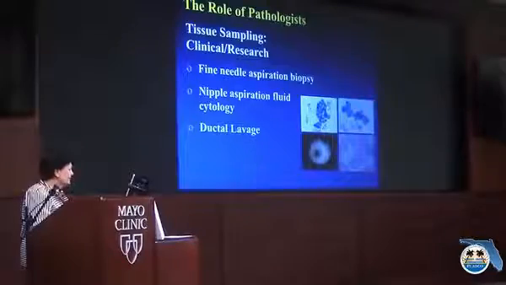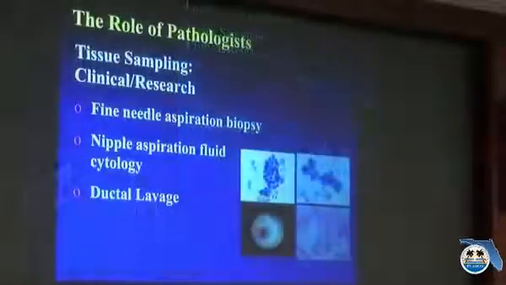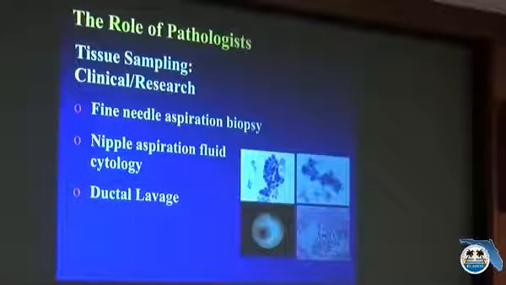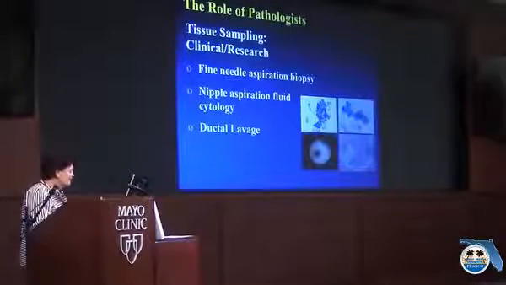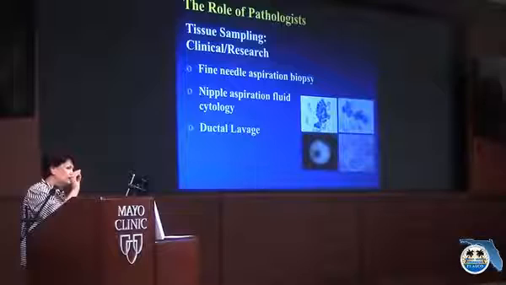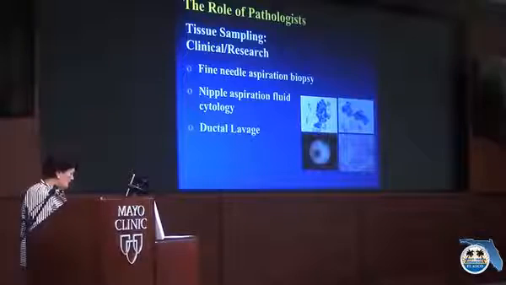The other things that the pathologists do, they can do tissue sampling. Fine needle aspiration biopsy is considered the most cost-effective sampling procedure. Nipple aspiration fluid cytology. The other thing that I used to do as part of my research agenda was ductal lavage, which is insertion of a small catheter within the nipple, trying to aspirate tumor cells, and then trying to define them and see what they are.